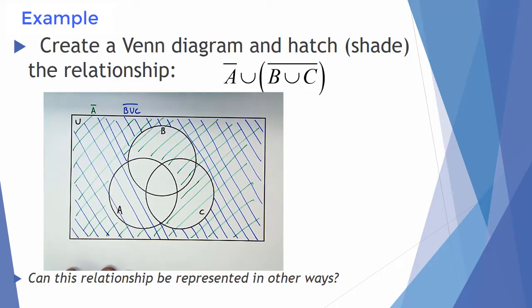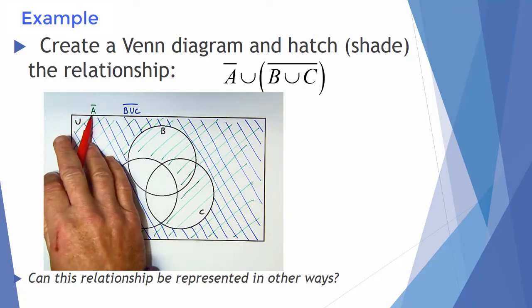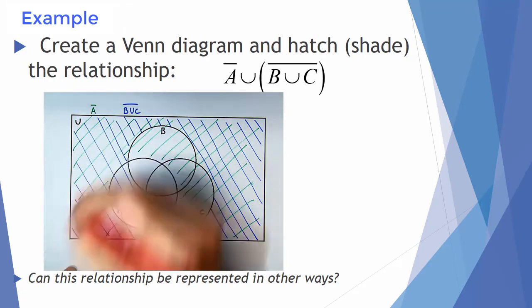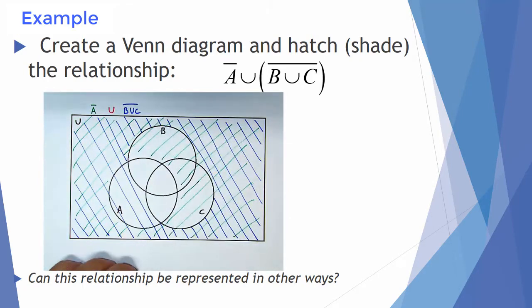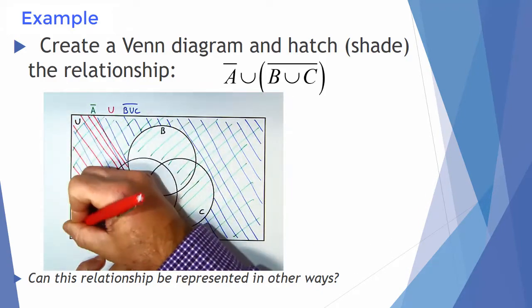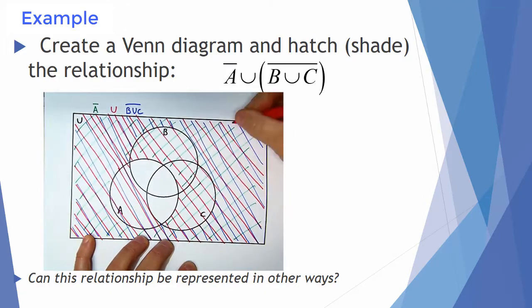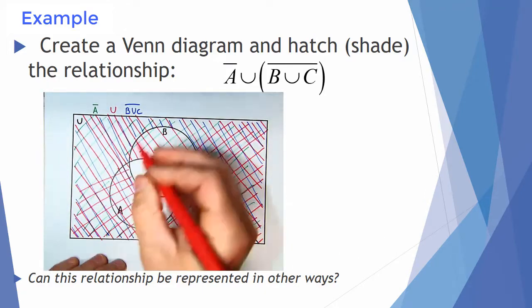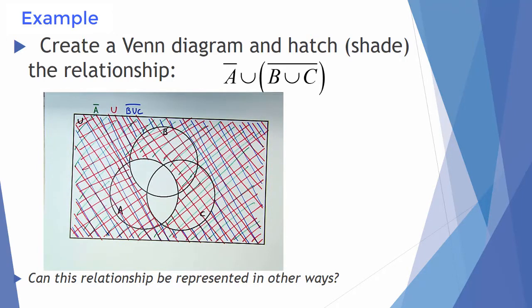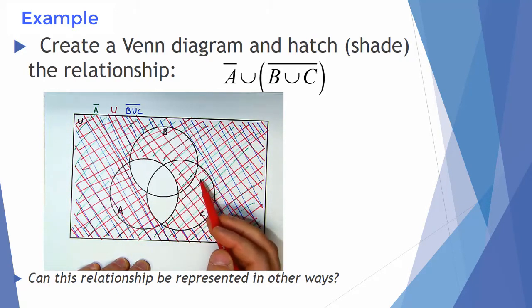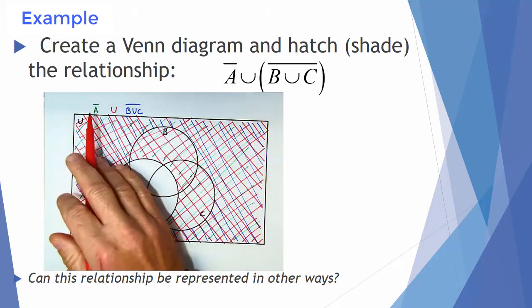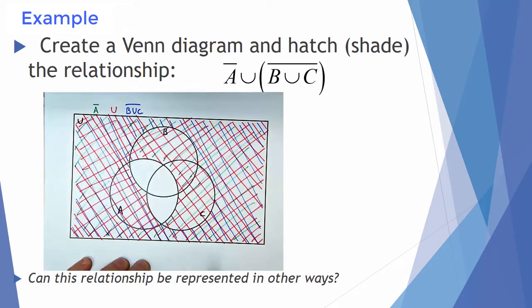All right, but what we want to shade is the union of everything not in A, the complement of A, and the complement of B union C. So like our previous example, I'm going to shade in the union of the green and the blue with red. Okay, so everything outside of this little shape will make up the subset of the universe defined by everything outside A joined with everything outside B union C.